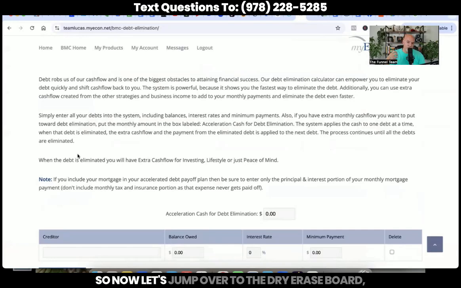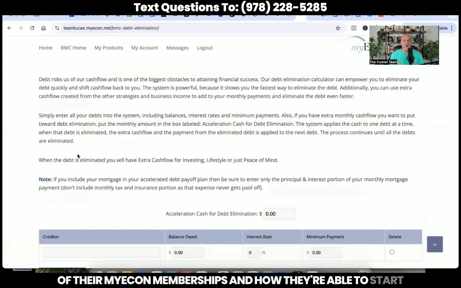So now let's jump over to the dry erase board, and I'm going to map out for you some averages of actual real results that people have been seeing inside of their myEcon memberships and how they're able to start chipping away at their debt, giving themselves a raise.